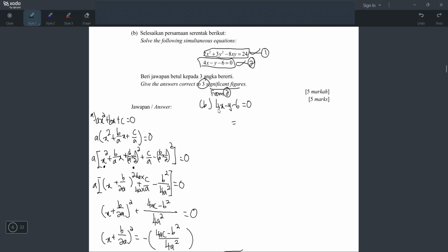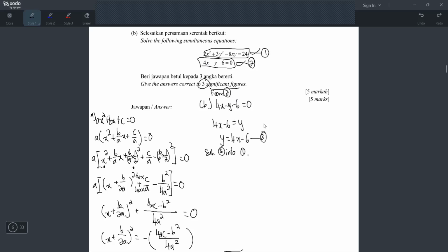Okay, I can make the x single also, but if I make the x single, there will be a fraction, so I don't like it. So I'll make the y single, it will just be 4x minus 6. It means y equals 4x minus 6. I'll call this equation 3, and now I'll substitute 3 into 1.